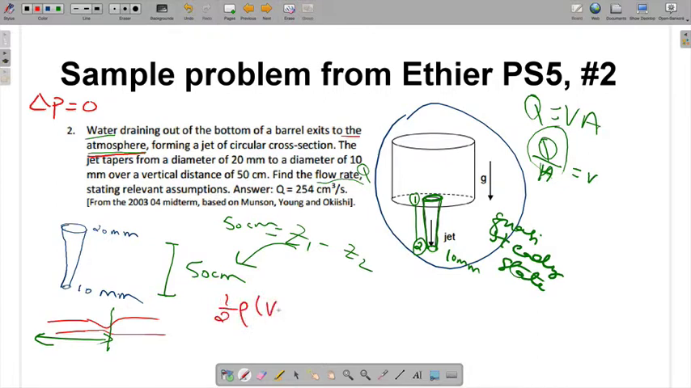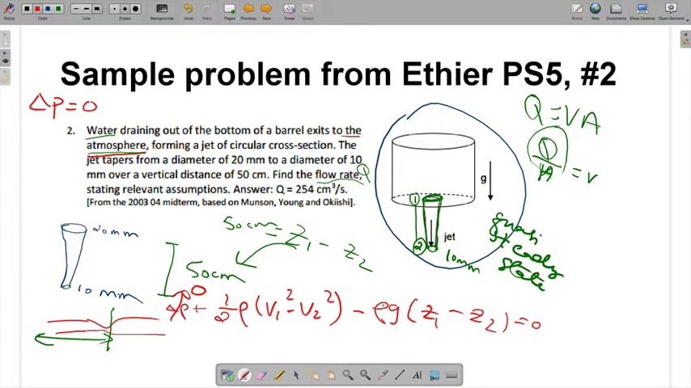So we have half rho times V1 squared minus V2 squared, and that is equal to rho G. Oh, oops. Let me use the eraser. I meant to say minus. Minus rho G times Z1 minus Z2 is 0. So what I just did was bring everything over to one side, the way I did before, right? I canceled out the delta P that would have gone here. So the delta P is gone.